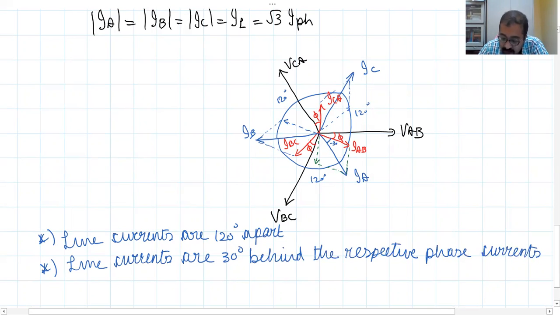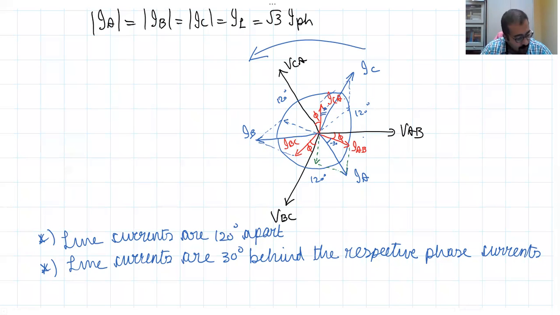So here this is ICA. Keep in mind, we have taken positive phase sequence. That means the rotor is rotating in anti-clockwise direction. Okay, so you take here the point here. First IAB will come, after 30 degrees IA will come. Then IBC will come, after 30 degrees IB will come. Then phase current ICA will come, after another 30 degrees the line current IC will come and reach the point. Okay, so line currents are 30 degrees behind the respective phase currents.